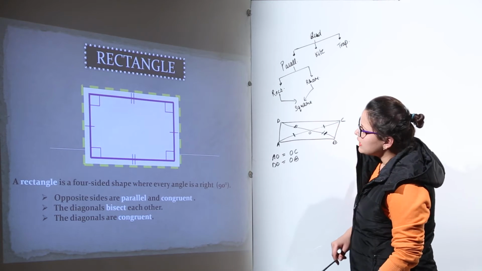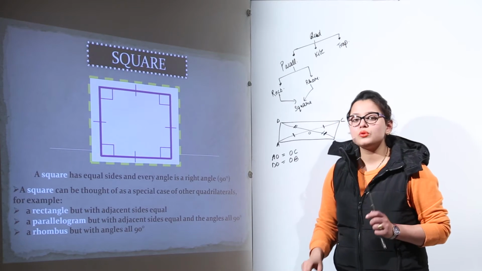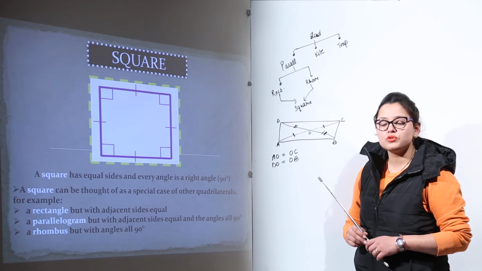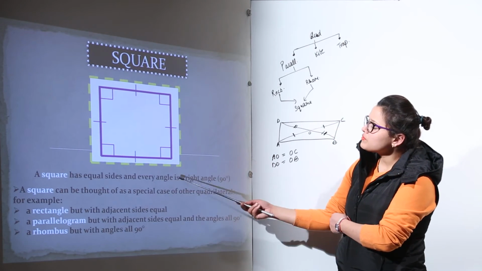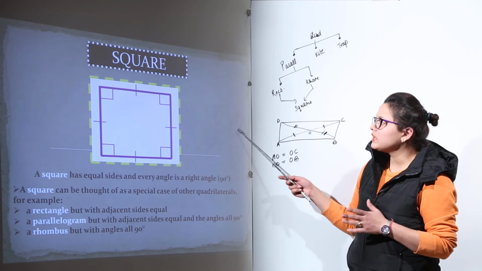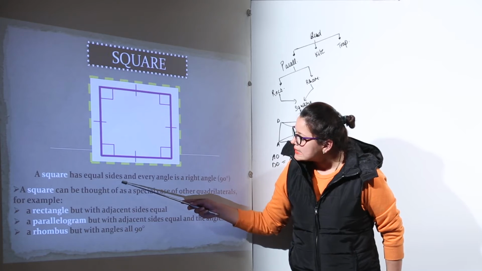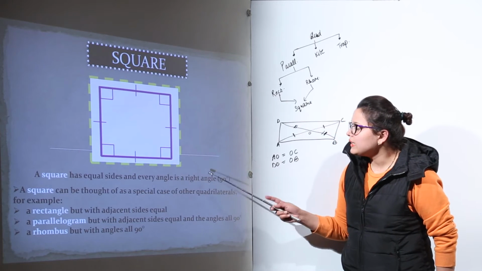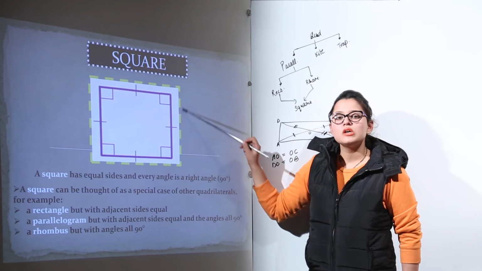Moving on, we have the next one as square. Now you can see I asked you to keep in mind the properties of a rhombus. Now see, we have a square. We will be comparing the properties of square and rhombus both here after we are done with square. Now let us check. A square has equal sides and every angle is a right angle. A square is also having all the sides equal to each other.